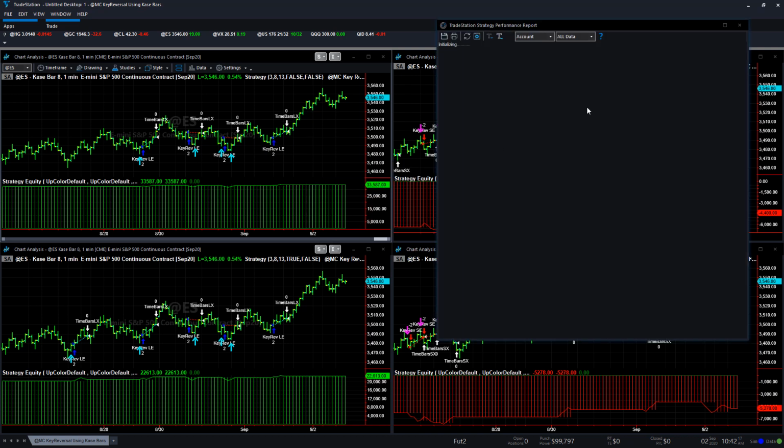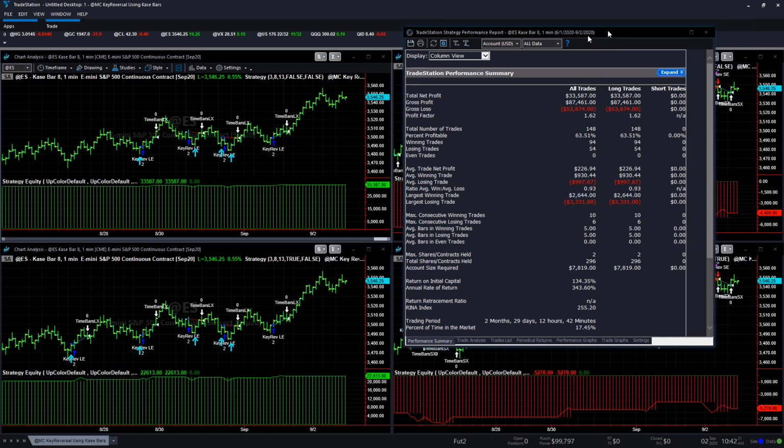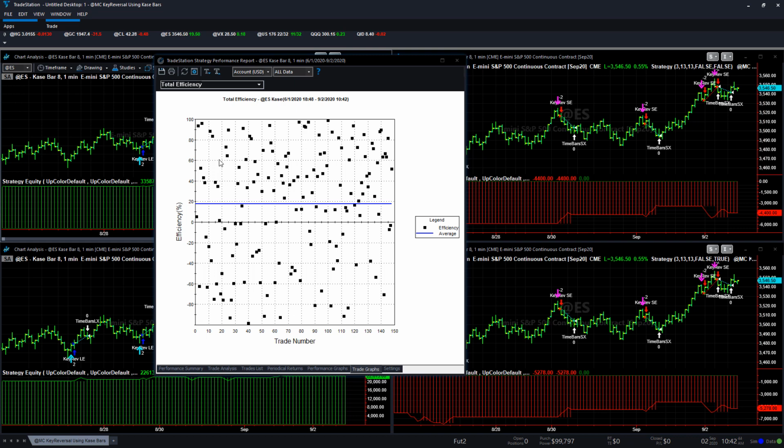One of the things I want to look at here in the performance report is a couple of different metrics. One of the metrics I want to look at is, obviously, are there enough trades? 148 trades is good. I want to look at consecutive losing trades. 6 consecutive losing trades is quite a bit, but again, this is just phase 1 testing. But what I really want to do is go to the trade graphs, and I want to look at a trade graph called maximum adverse excursion.